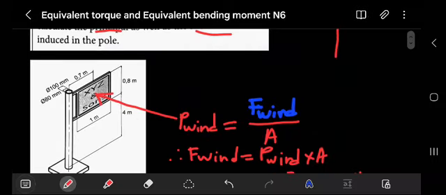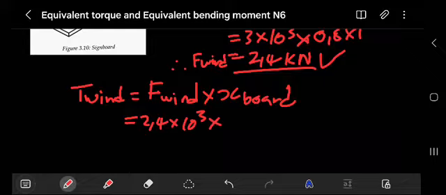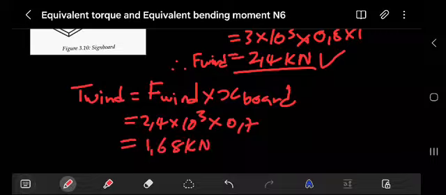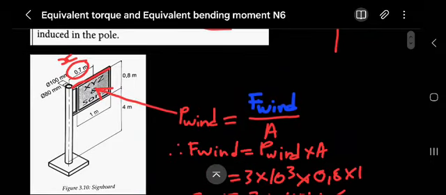The x is the distance that will be given. I'm talking about this distance here, which will be your x. We know that the force we've calculated is 2.4 times 10 to the power of 3, multiplied by 0.7. This will give us 1.68 kilonewton meter. That is the torque.